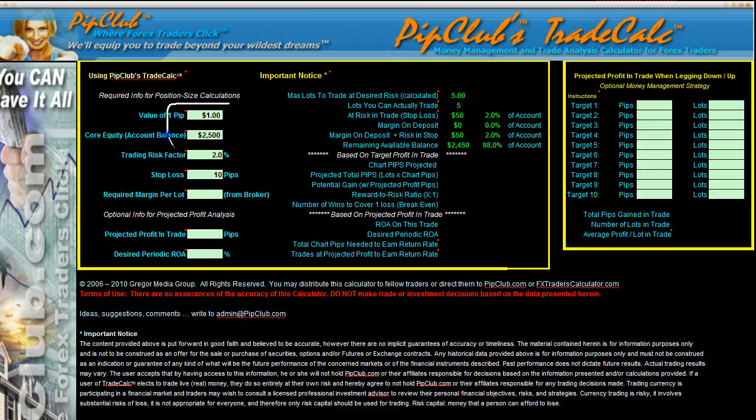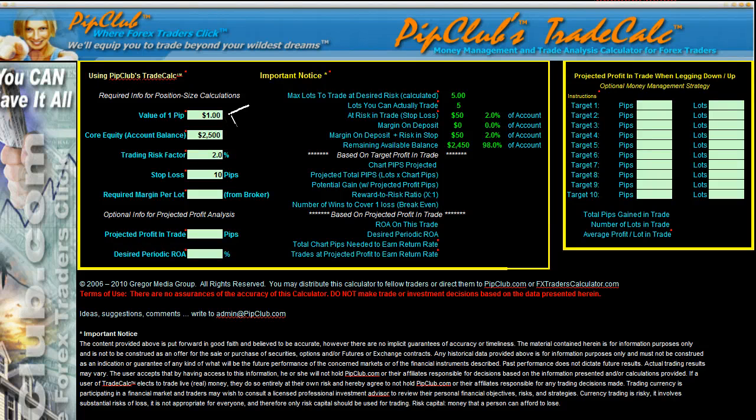As you'll notice when you first open up TradeCalc, there are four variables that are pretty important and they set the tone for everything you're going to do with TradeCalc. The first one is the value of a pip, which is merely reflective of the size trading account you're in. So if you have a $10,000 contract, say a mini account, that would be $1 a pip. If you're in a standard contract, $100,000 contract, that would be $10 a pip. Micro account, $0.10 a pip, $1,000 contract.